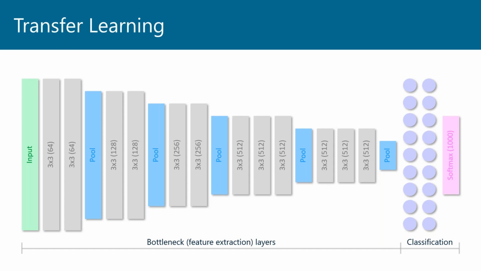So transfer learning, for example, allows us to take a CNN like this one. This was 6 years ago. This was a cutting-edge CNN that won a famous competition called the ImageNet competition.